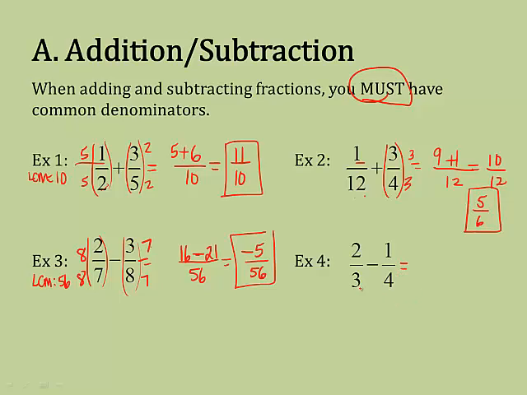Example 4. Alright, again, got to get a common denominator. This time it's going to be 12. Least common multiple is 12. So the first fraction I multiply by 4 over 4, and I get 8 over 12, minus the second fraction I need to multiply by 3 over 3, and I get 5/12. Okay, so that's your basic fraction review. As we move into radians, you'll use this quite a bit.